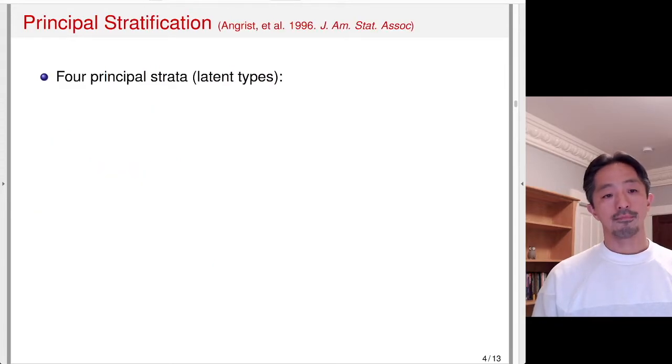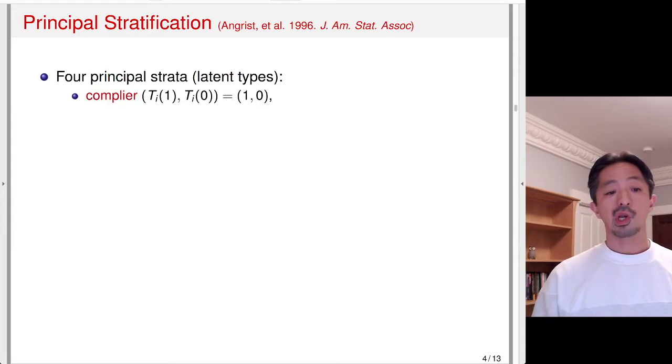So it's useful when we are doing this analysis to consider principal stratification. This is going back to the first week of the class. In this case, there are four principal strata based on whether or not you receive the treatment given the encouragement status. Now we're going to call somebody a complier if this person takes up the treatment only when they're encouraged, but does not take the treatment if they're not encouraged. So T(1) is equal to 1, T(0) is equal to 0. These are the people who are actually complying with your randomized treatment assignment.